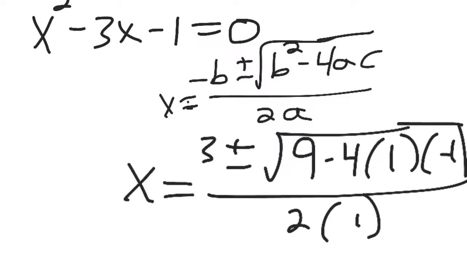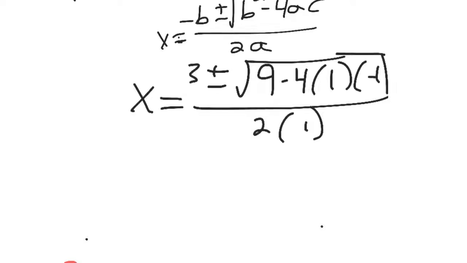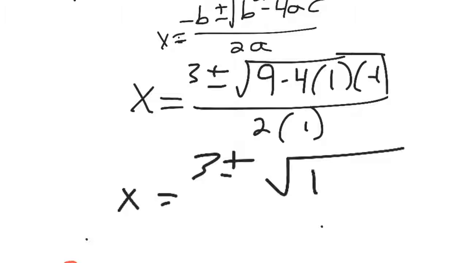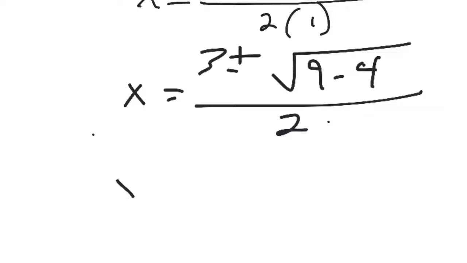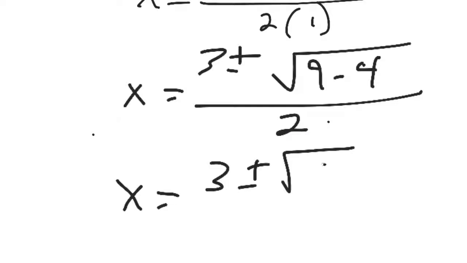That's what she looks like when you plug everything in. And then we just have to simplify it a little bit more. We've got 3 plus or minus the square root of 9 minus 4 times 1 times 1. So that's going to be just -4 there. It's all over 2 times 1. So to simplify further, you've got 3 plus or minus the square root of 5 over 2.